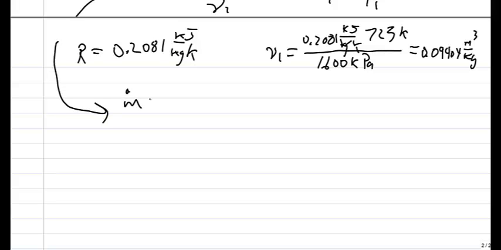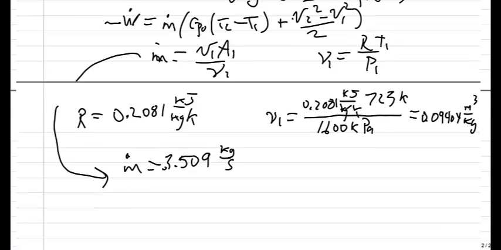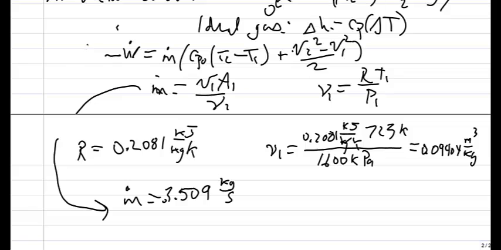So if we plug in, again, we know the area and velocity. We plug in the data from above, and we get 3.509 kilograms per second. And now that we have the mass flow rate, now we can go back to our first law and solve. So we take our first law equation, and let's solve that.